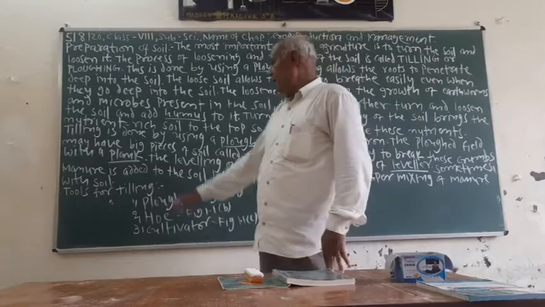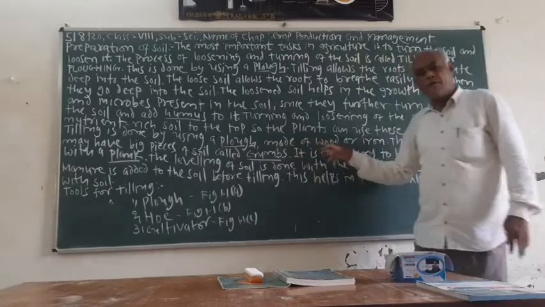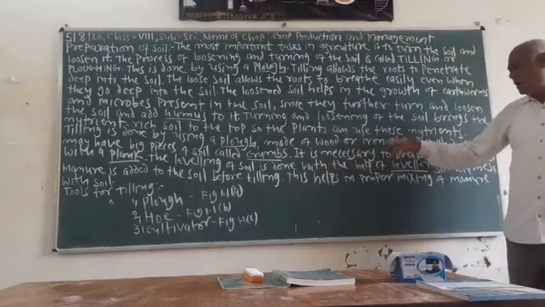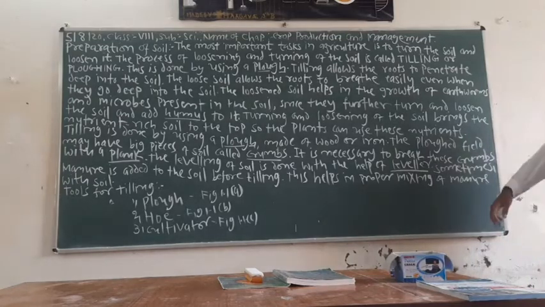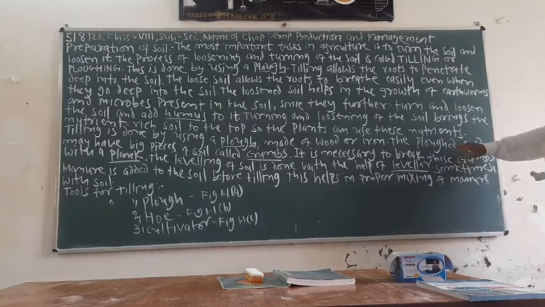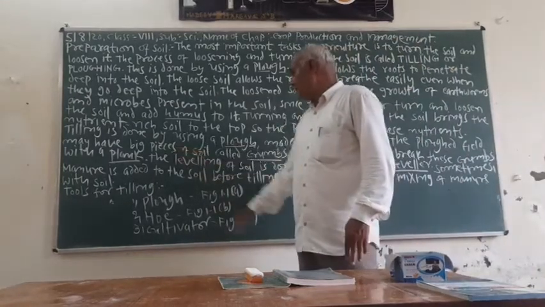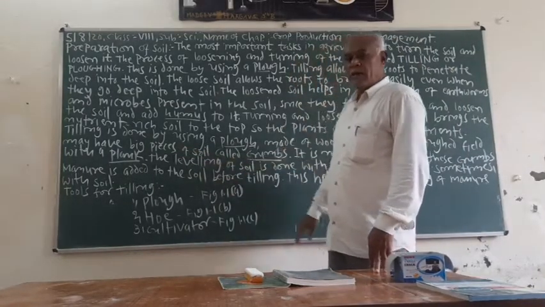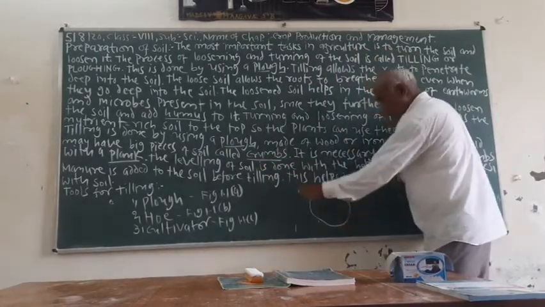Next, tilling is done by using a plow made of wood or iron. After the tilling or plowing is done, the field is called the plowed field. The plowed field may have big pieces of soil called crumbs. Crumbs means "dela" in Gujarati.